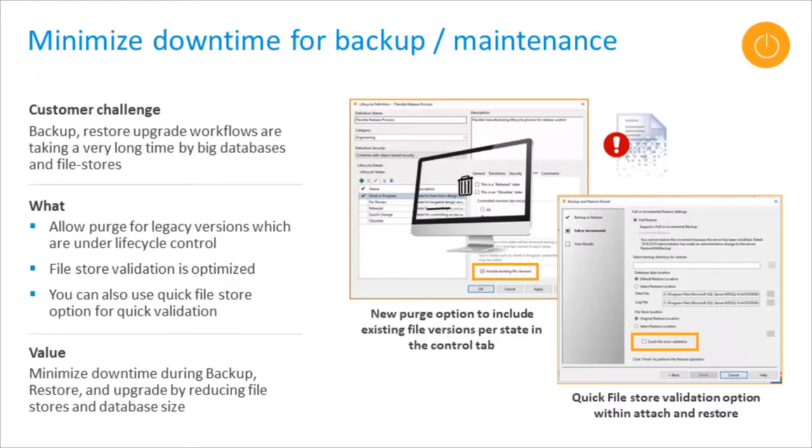All right, minimize downtime for backups and maintenance. So administrators are now able to purge legacy versions which are under lifecycle control. The file store validation has been optimized, and there's now an ability to use a quick file store option for a quick validation. So during an attach or a restore workflow, there's now a checkbox which allows us to check the quick file store validation box. And what this does is it only checks if the file exists without checking the checksum. So it's a slight change to the way we worked before. In previous iterations, you had to run a full checksum, which took a long time.